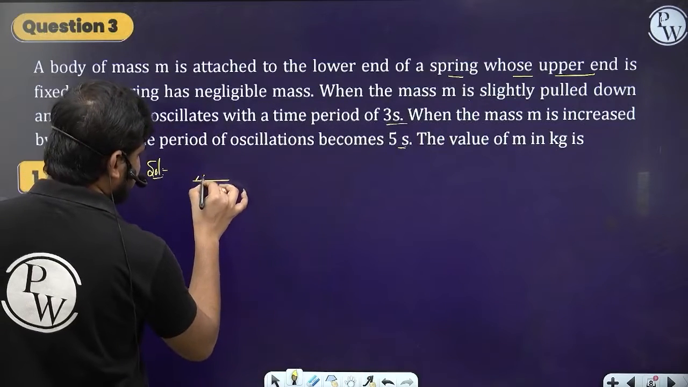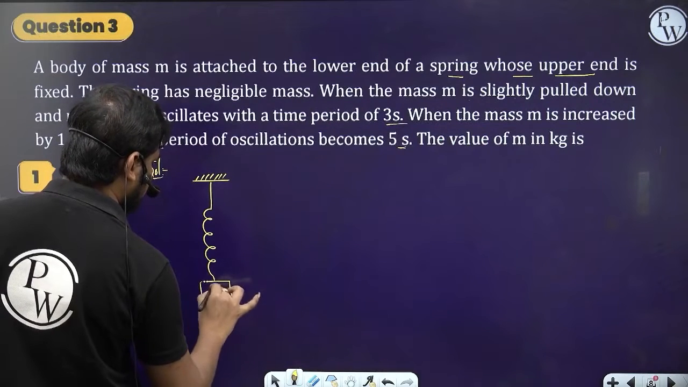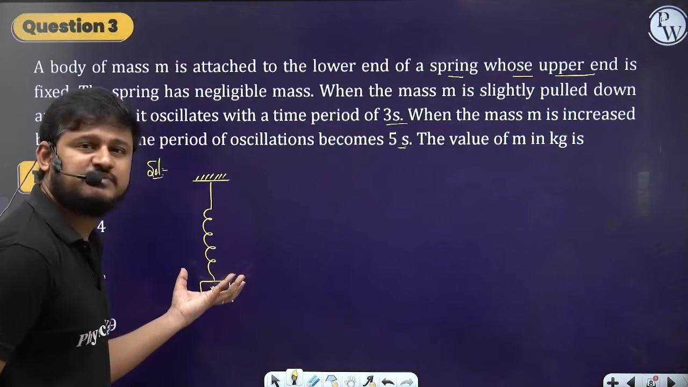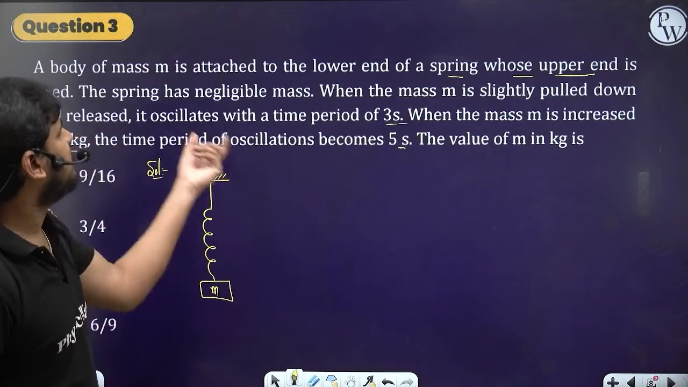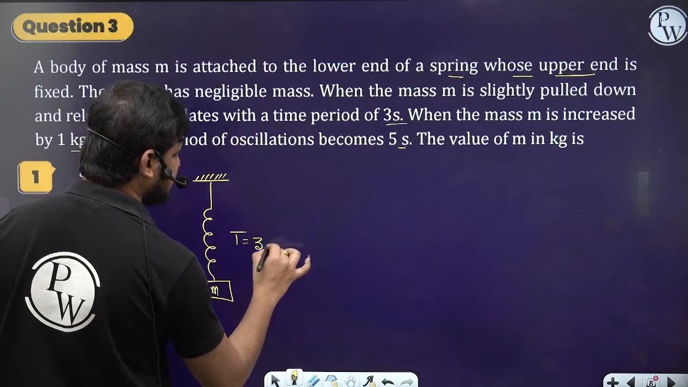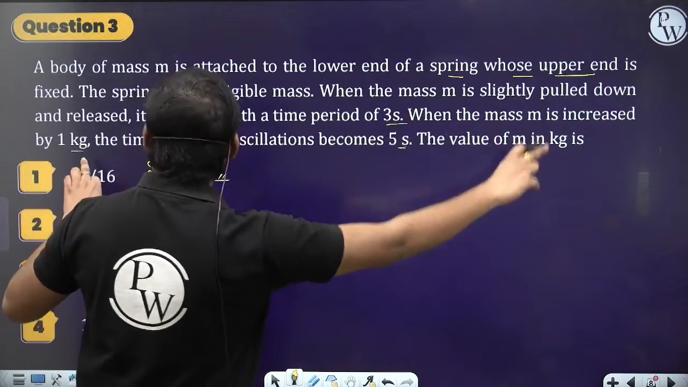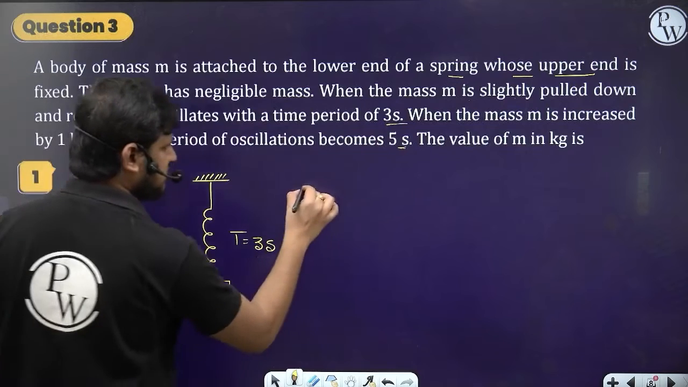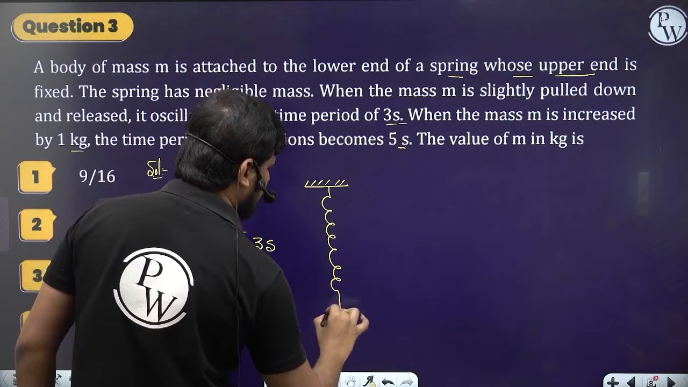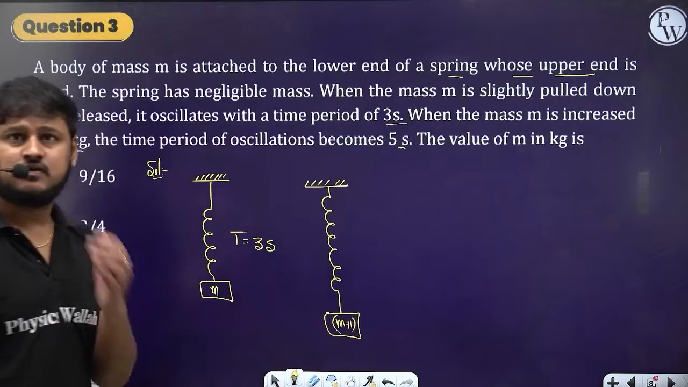In the first case, let's say the mass m is attached. Now when you displace it from the mean position and release it from rest, it oscillates with a time period of 3 seconds. So the time period in the first case is 3 seconds when the mass is m. Now when the mass m is increased by 1 kg, in this new scenario the mass is m plus 1.